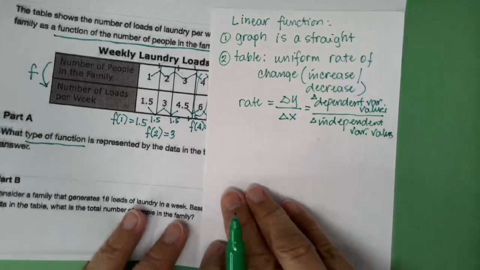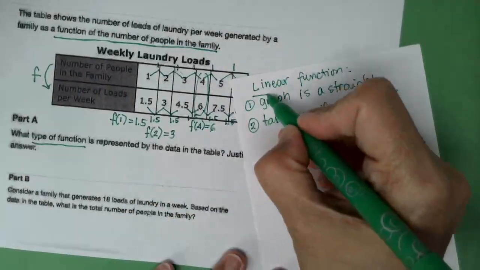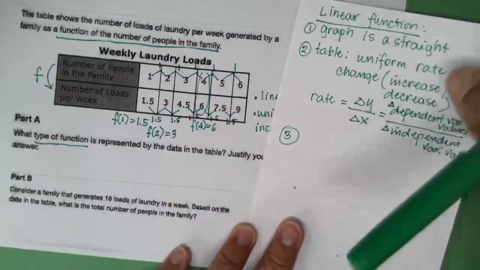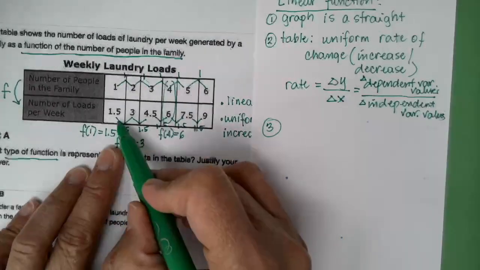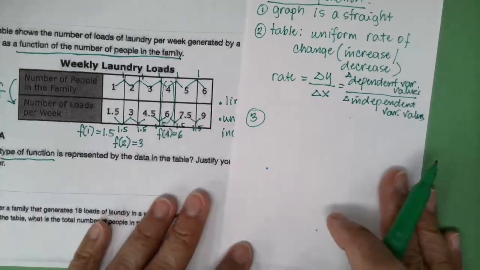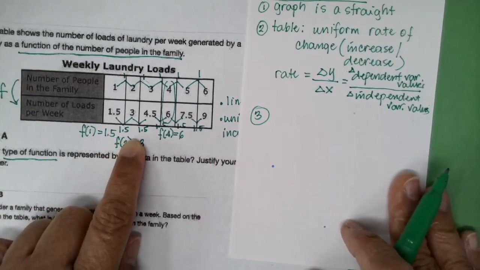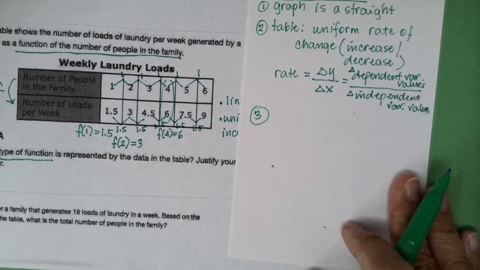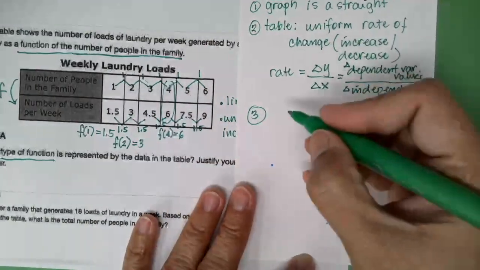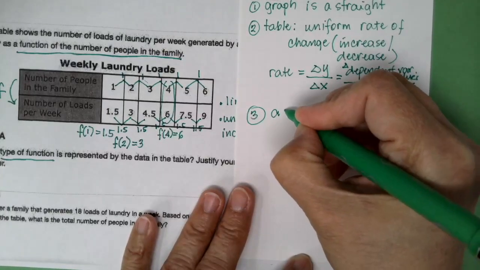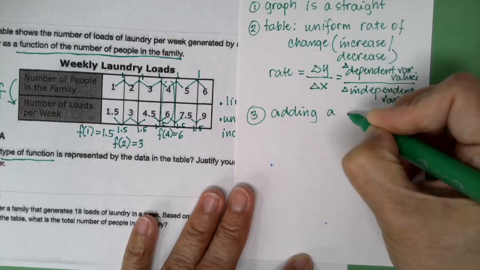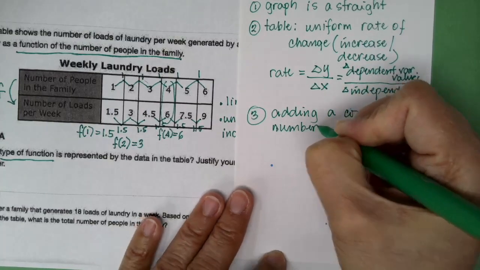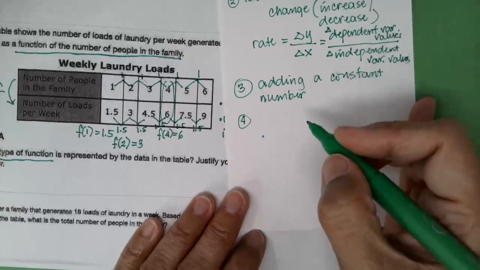All right. Another thing, you will also see that there is a constant number that you add repeatedly. In this case, we add 1.5 each time because we also added 1, a uniform change in the number of people. So we are adding a constant number. And because we have a linear function, we are going to use the graph.